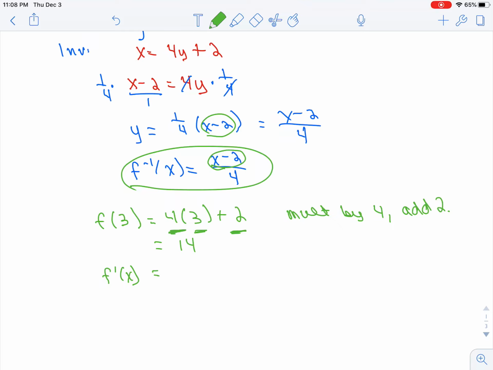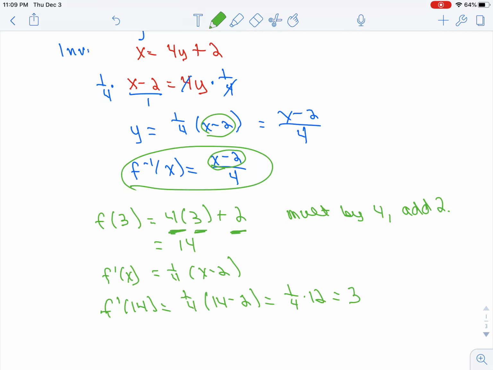So f inverse of x is just 1/4 times x minus 2. So if I do f inverse of 14, I end up with 1/4 times 14 minus 2. So that's 1/4 of 12, which takes us back to 3.